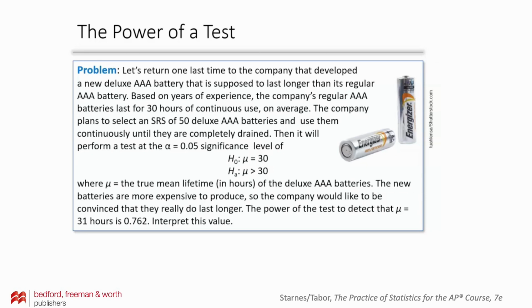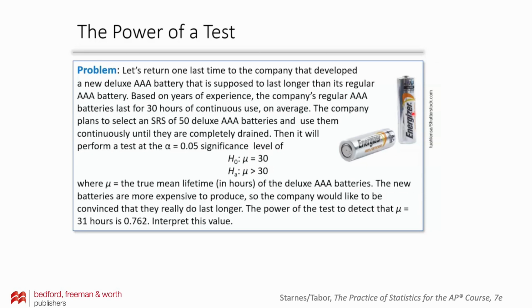where the null is that the mean is equal to 30, and the alternative is that the mean is greater than 30. Notice here they're using mean and not proportion, but that's okay, it will still work the same way. Where the mean is equal to the true mean life in hours of the deluxe AAA batteries. The new batteries are more expensive to produce, so the company would like to be convinced that they really do last longer. The power of the test to detect that the mean is equal to 31 hours is 0.762.